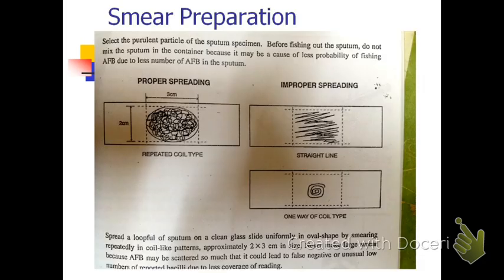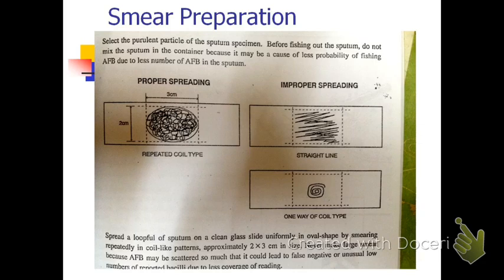Okay, now DOH has actually presented the proper way of doing the smear preparation. Okay, so the direct sputum smear method of the DOH says that you have to have a slide.